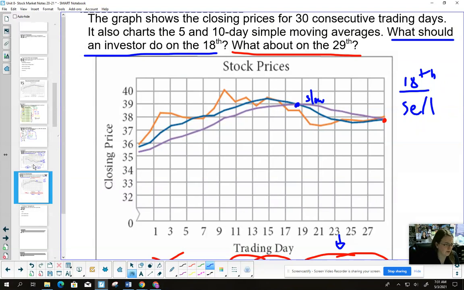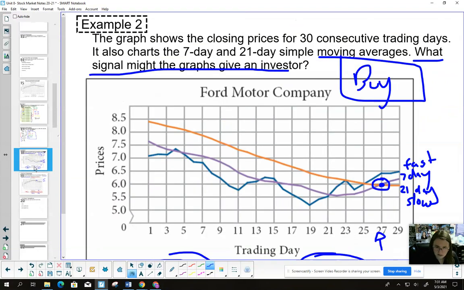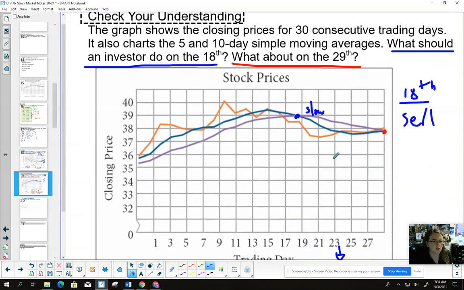Ooh, I kind of explained this a little bit weird than the last one. Sorry, the fast, I think I was saying the slow over here. The fast one is going to predict the trends quicker. Because again, the slow moving average is slow. It takes a while to predict those trends. So here, the fast came up. And so that told me the price is going to go up.